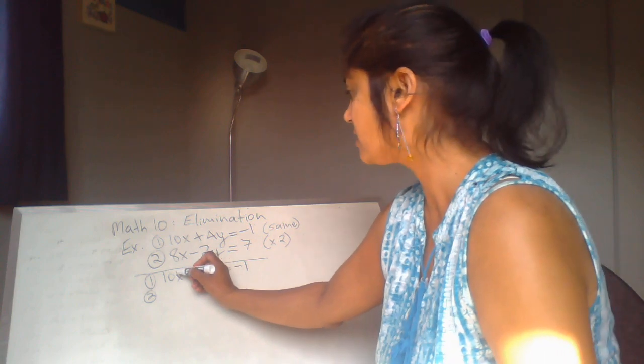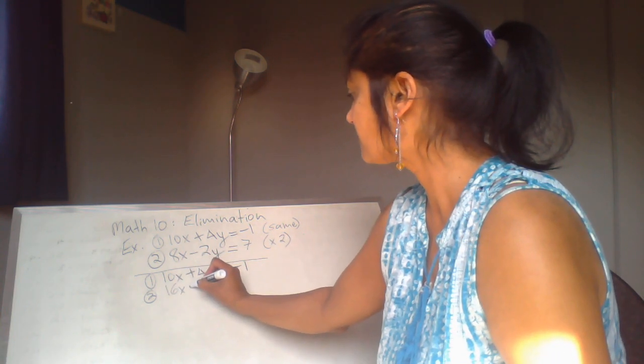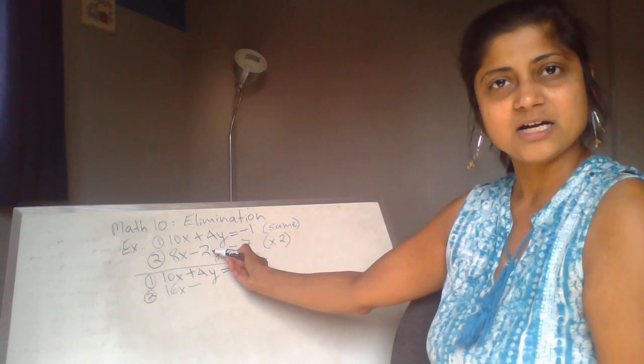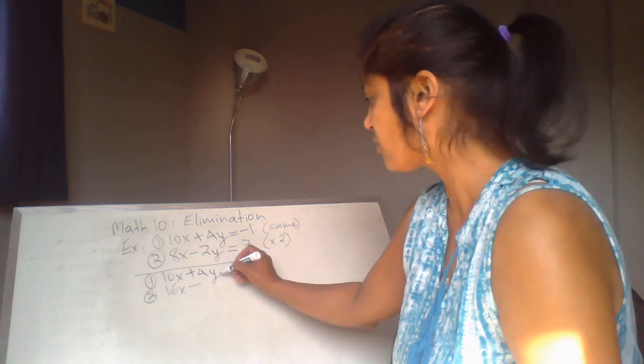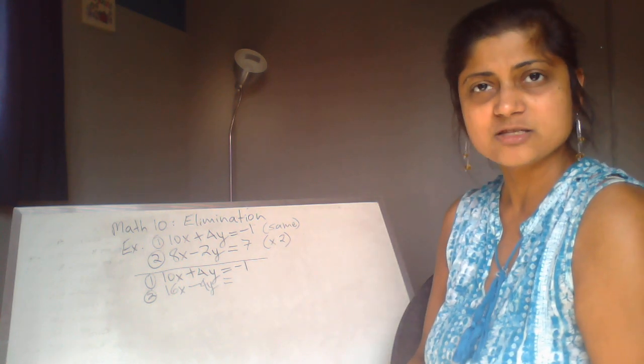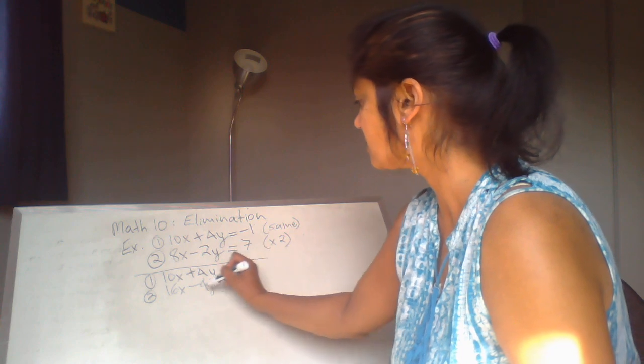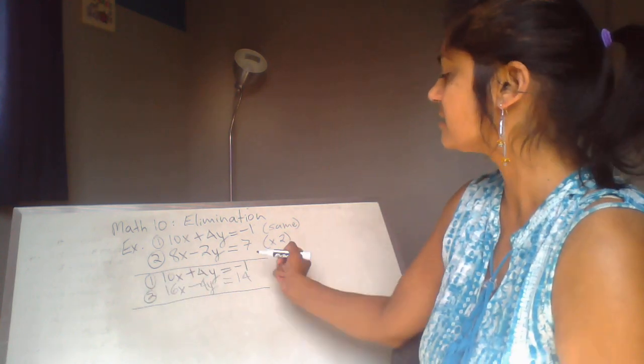So I'm going to rewrite the equation here. I'm doing 8 times 2, so 16x, minus, I'm doing 2y times 2, so 4y. And don't forget to also multiply the 7 times 2 here, so this is 14. And again, I'm going to make the equal sign.